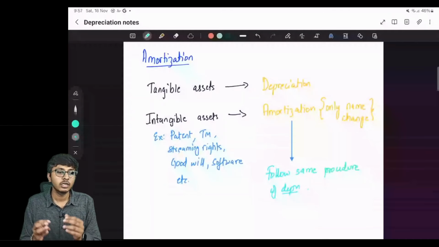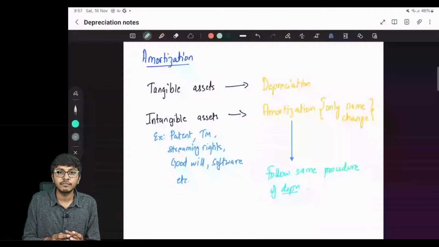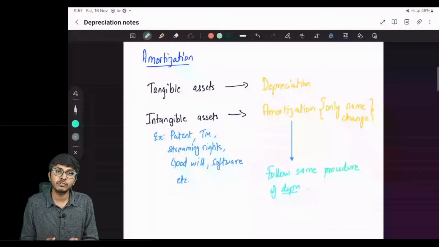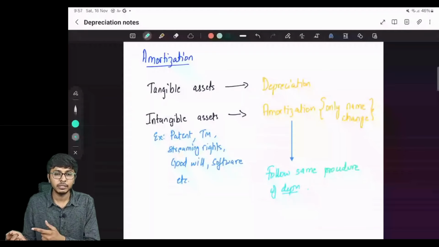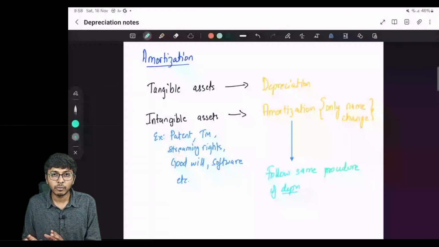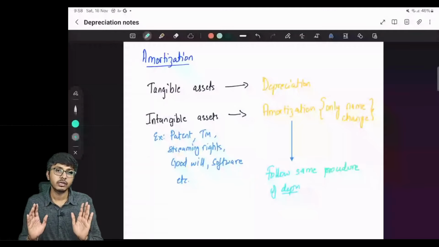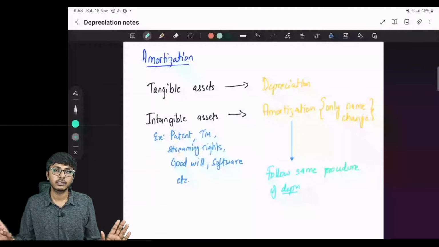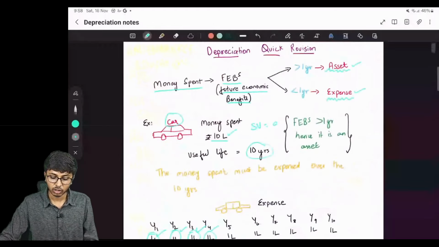Intangible asset is what? Something that has no physical form. If it has a physical form, it's a tangible asset. If there's no physical form, it's an intangible asset. And when such intangible assets are depreciated, it's called amortization. And what is the process for amortizing? It's the same. Whatever you did for depreciation, do it for amortization also. Done. Kal khatam.